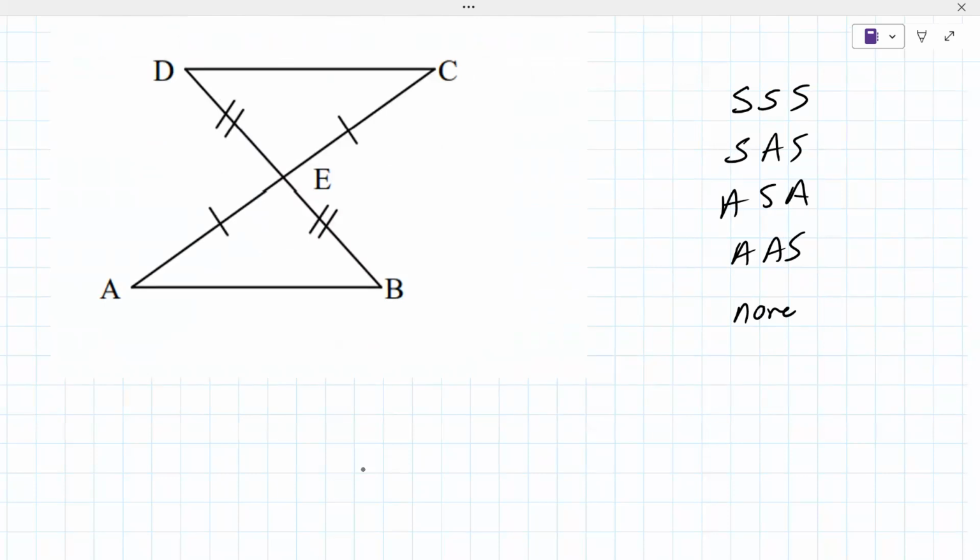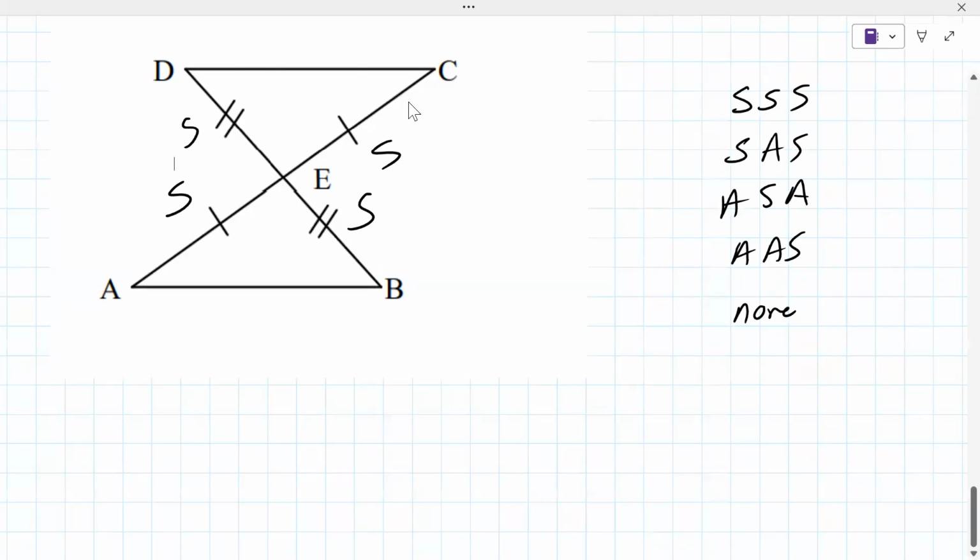Okay. So what do you see? I see side-side-side since there are no angle marks on it. I see a side and a side. So side-side-side would work if we had a third side. Do we have a third side? No, we don't. So we can't use that.